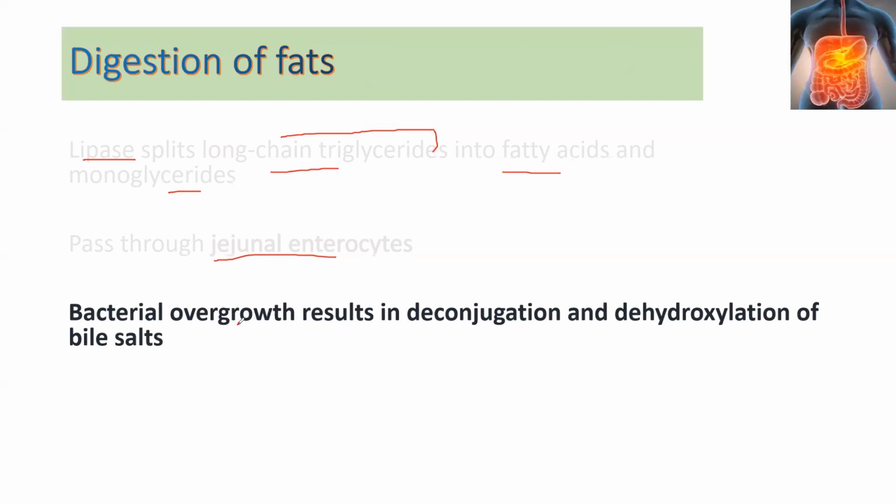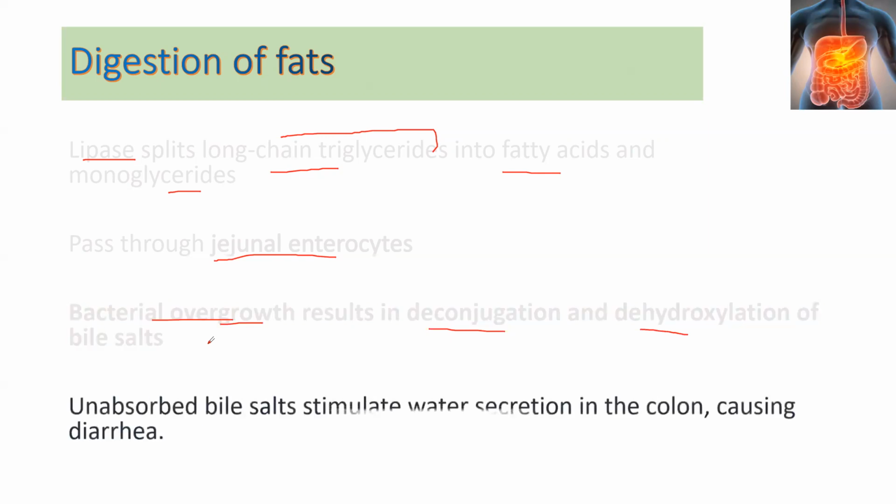But when we go to the pathophysiology, we see that when there is bacterial overgrowth in the digestive system, there is deconjugation and dehydroxylation of the bile salts, through which there is no proper digestion of the fats. And when there are unabsorbed bile salts, they stimulate water secretion in the colon that causes diarrhea. So we see that the maldigestion of fats causes diarrhea.